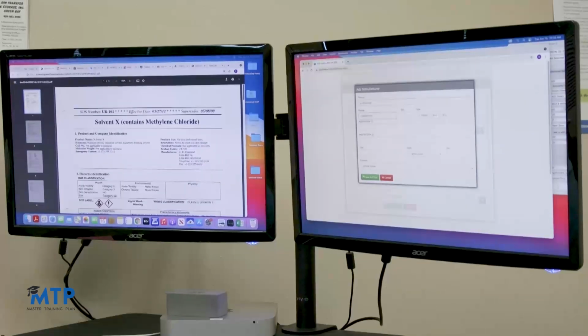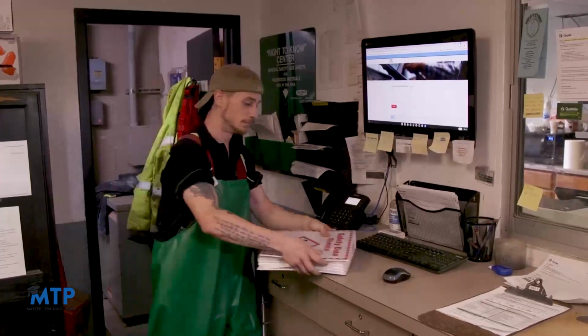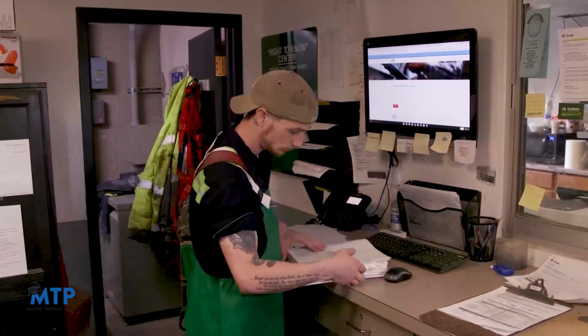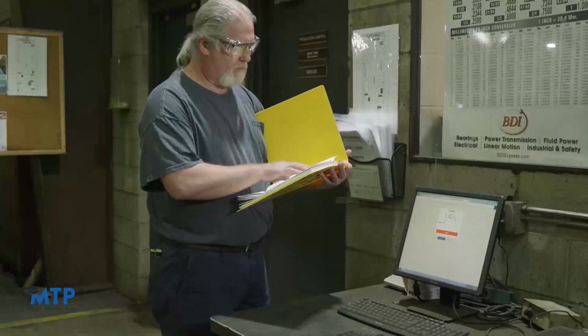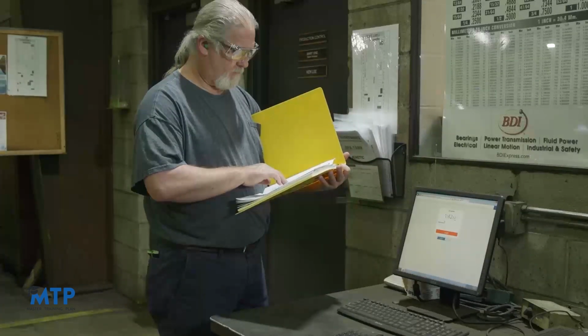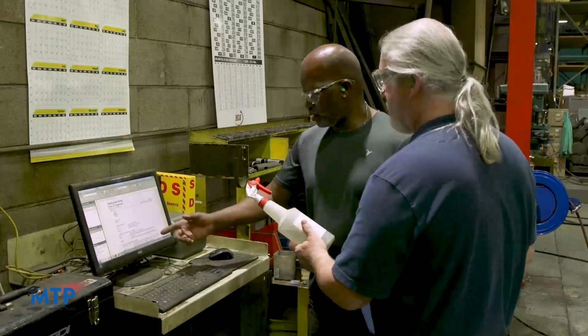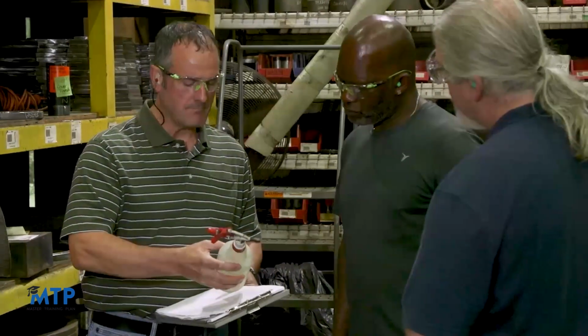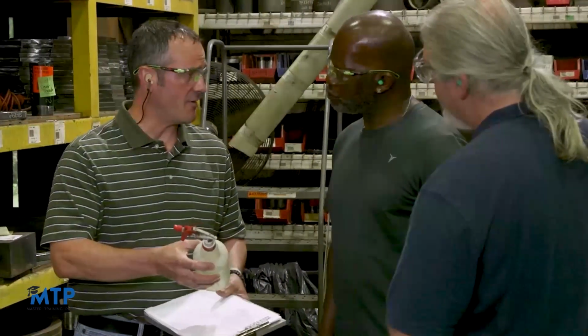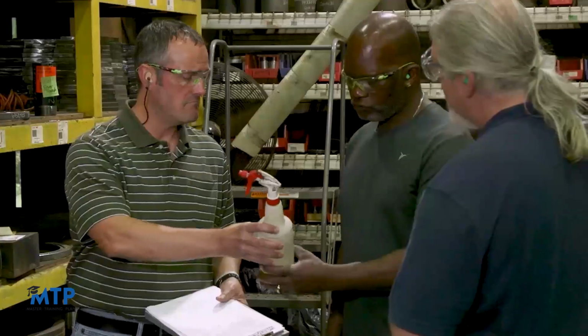Some companies store SDSs on a computer. Other companies may keep hard copies of SDSs on site. Be sure you know where to find your company's SDSs so you can properly respond to any potentially hazardous situation. Talk to your supervisor right away if you have trouble locating or understanding the SDS for a chemical. Never use a chemical until you have the information you need to use it safely.